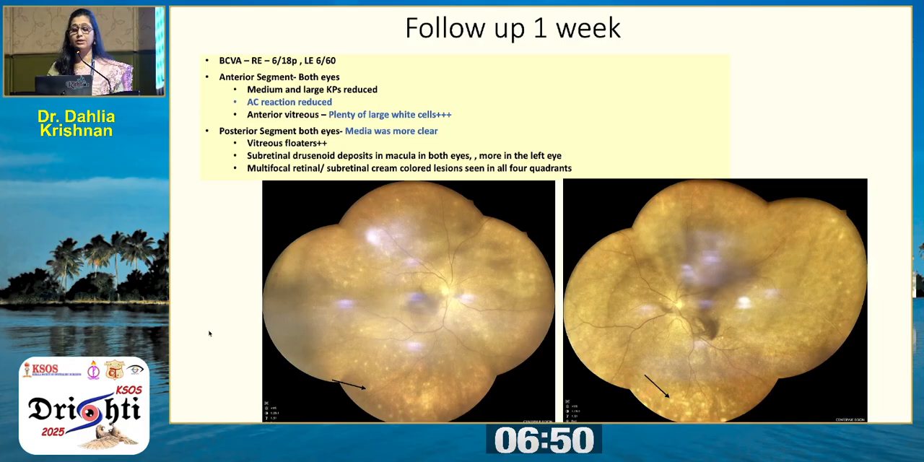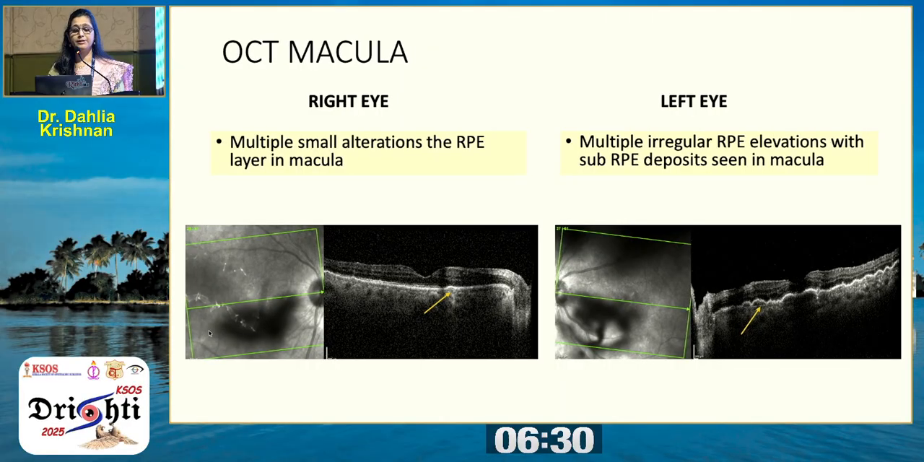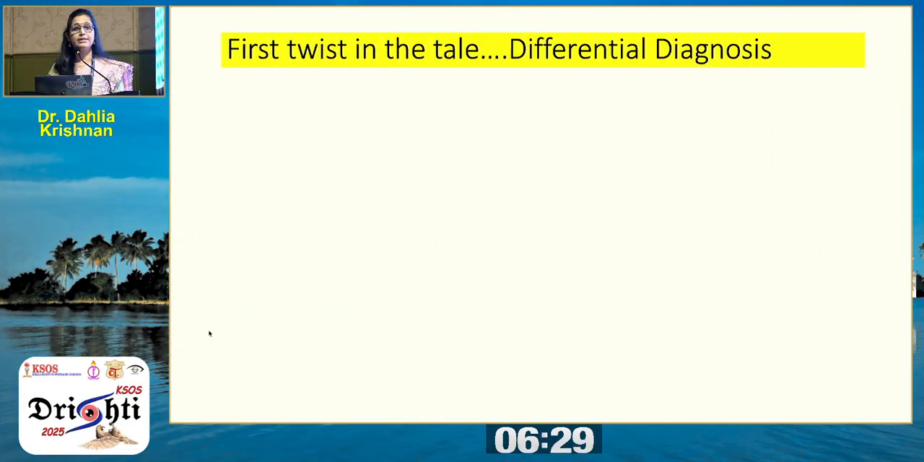There were some subretinal drusenoid deposits seen in the macula in both eyes, more in the left eye, and the multifocal subretinal cream-colored lesions were also more visible. We did an OCT, which showed in the left eye multiple irregular RPE elevations with sub-RPE deposits in the macula. So this is suspicious. This was the first twist, and our differential diagnosis changed.